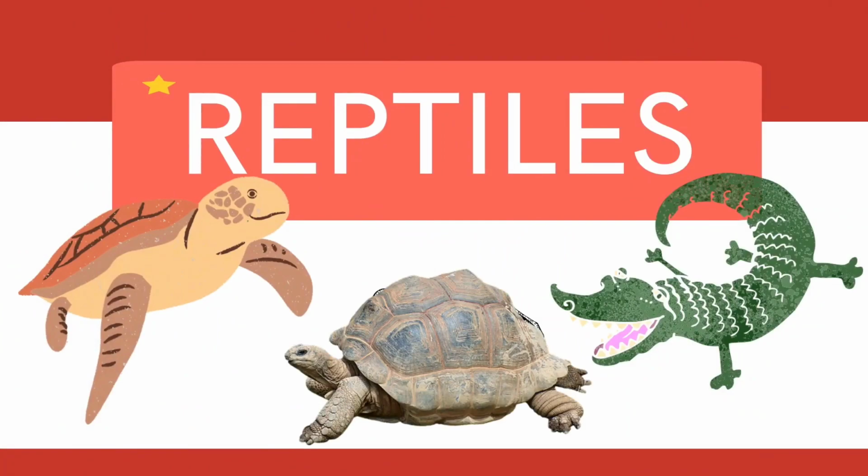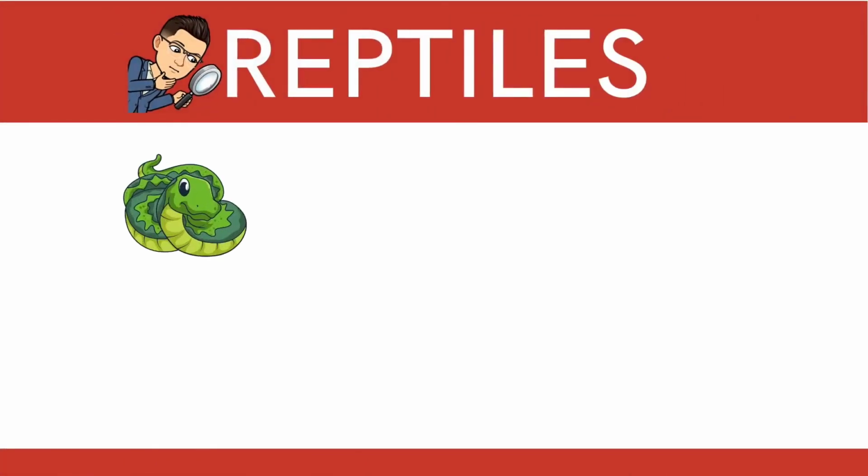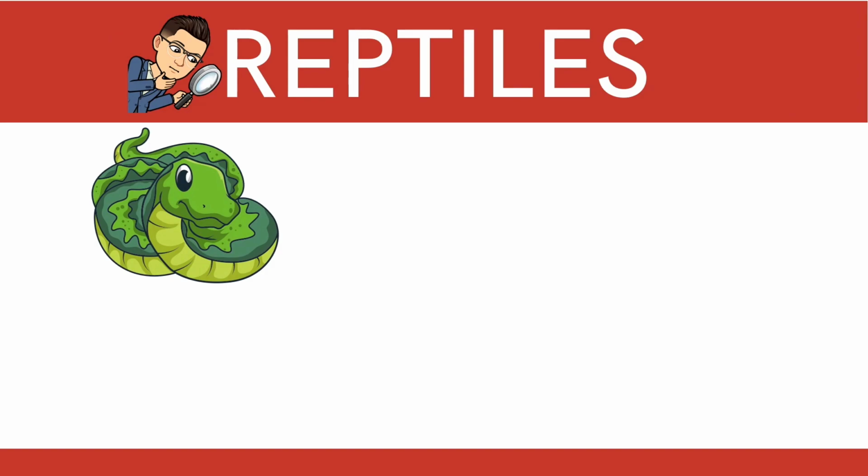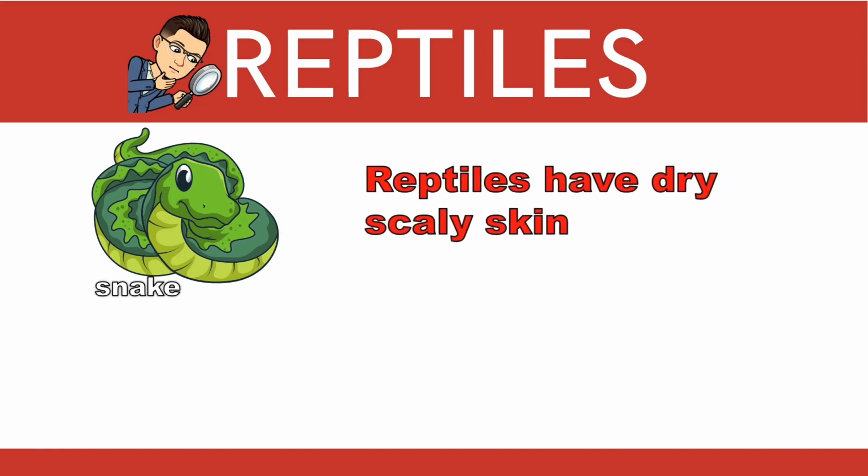Let's proceed to the next group of vertebrates, which is reptiles. What animal is this, class? Correct. It is a snake. A snake is an example of reptile. Will you describe the body covering of a snake? You're right. It has a scaly skin. Will you read it? Reptiles have dry, scaly skin.